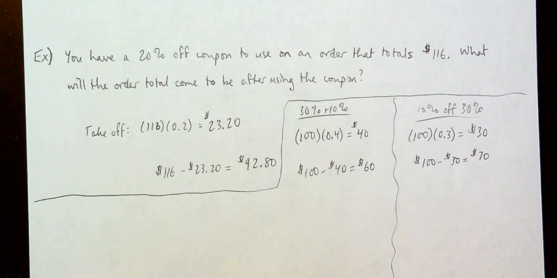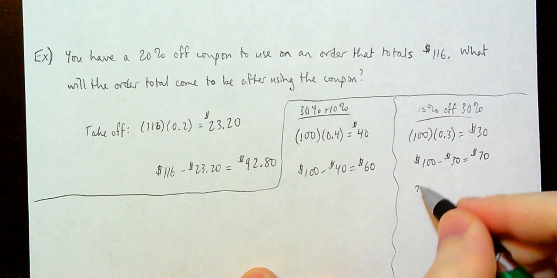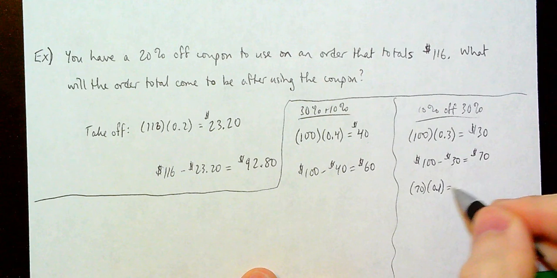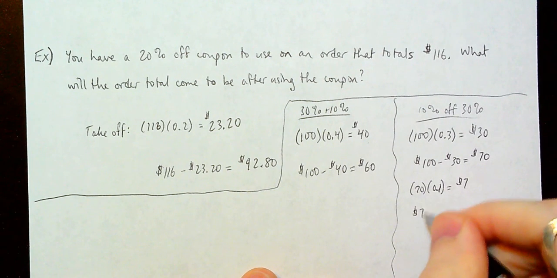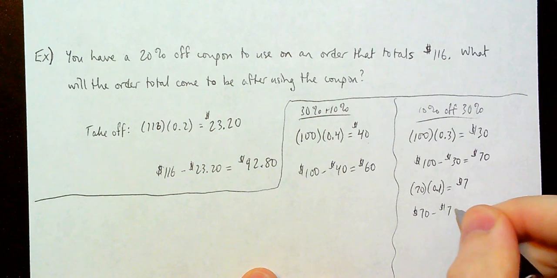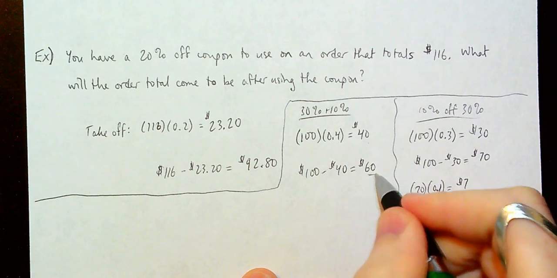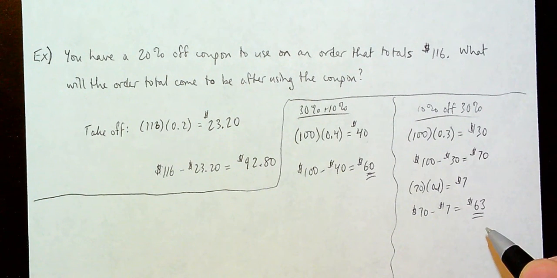Now I'm going to take the 10% off of this price here. So 70 times 0.1 equals $7. $70 minus $7 equals $63. So this is the price I'm paying here if they take the 10% off of the 30% reduced price.